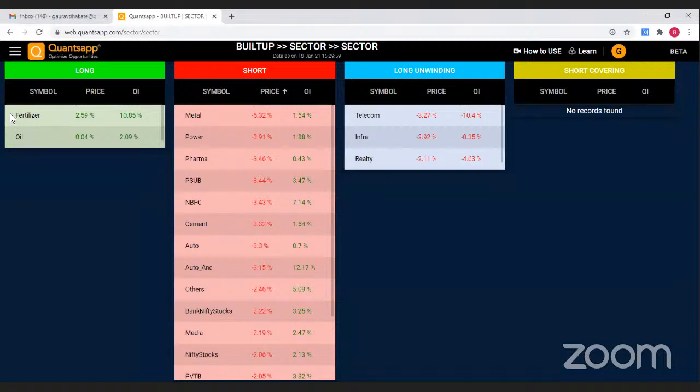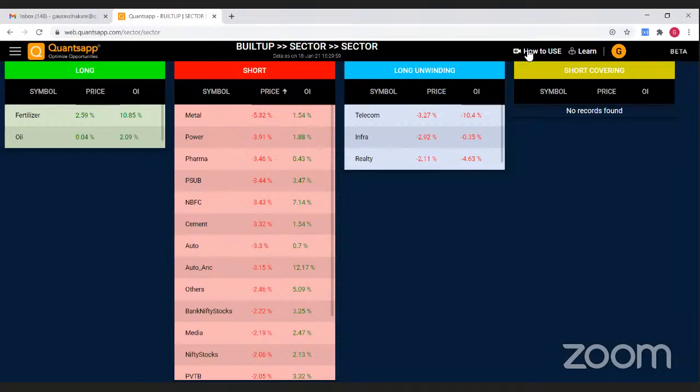So now if I want to look, I would be more interested in the fertilizer sector from here. Or I can look at the auto ancillaries or the NBFC sector. So this process has become very clean and very efficient for me, in how I can look here.